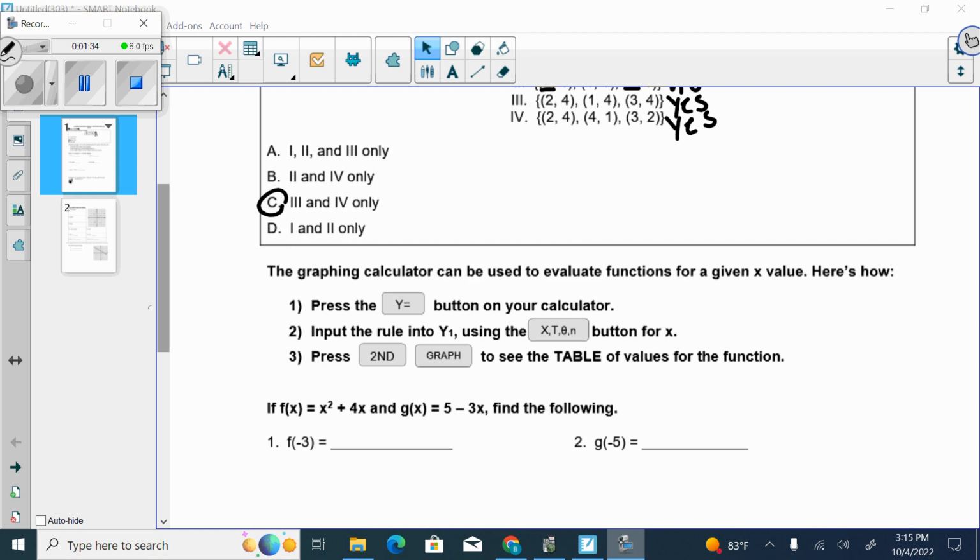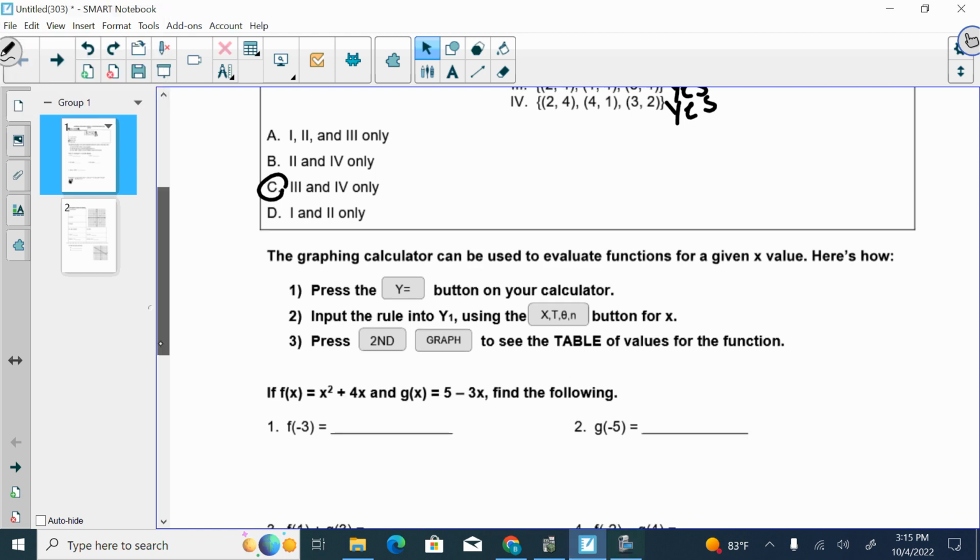So these are the steps that we follow. Step 1 is to press the y equals button. Step 2, you put your equation or rule into y1. And then you just press second graph and it pulls up the table, so you can see all of your domains and ranges.